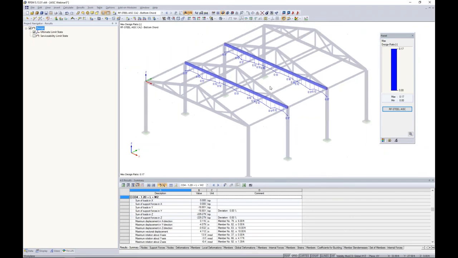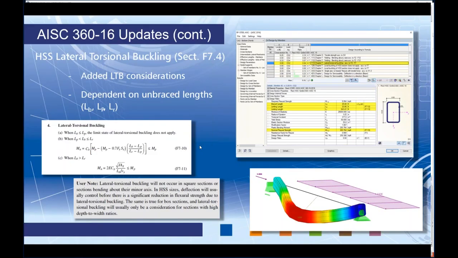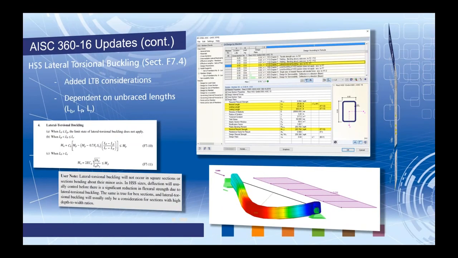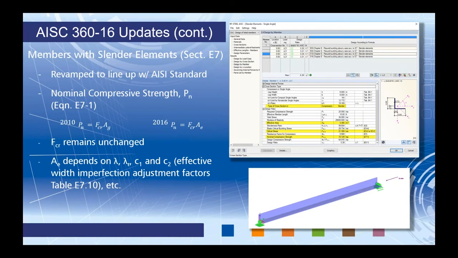Okay, so that really concludes our structure today, but there are several more points that I wanted to go over according to the 2016 updates that we just simply don't have these members available in our structure today. So this is definitely not an exhaustive list, but I just wanted to point out some of the changes that you'll see within the ADA module RF-STEEL AISC in reference to the 2016 edition.